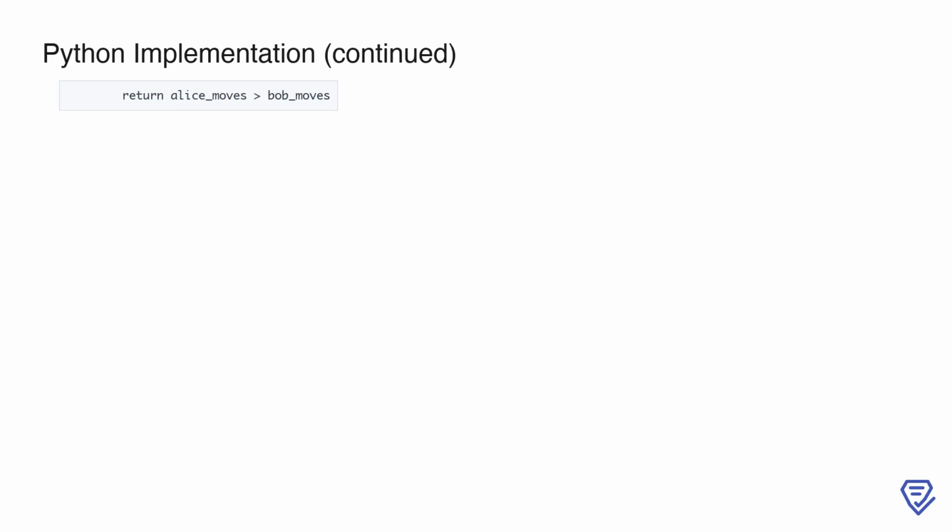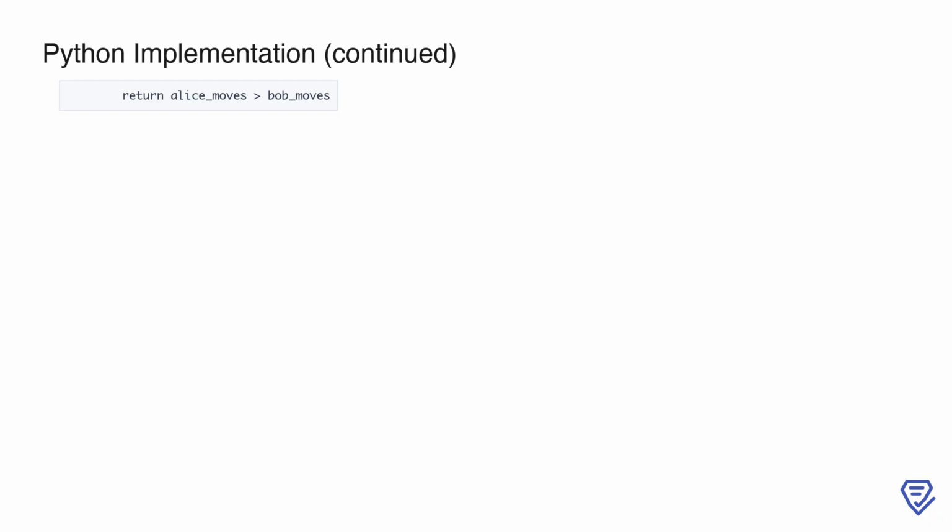The method concludes by returning a Boolean value that determines the winner. Specifically, Alice wins if the total number of moves she can make is greater than the total number of moves Bob can make. This is achieved by simply checking if Alice_moves is greater than Bob_moves. If the condition is true, the method returns true, indicating Alice is the winner, otherwise, it returns false, meaning Bob either wins or it's a tie.